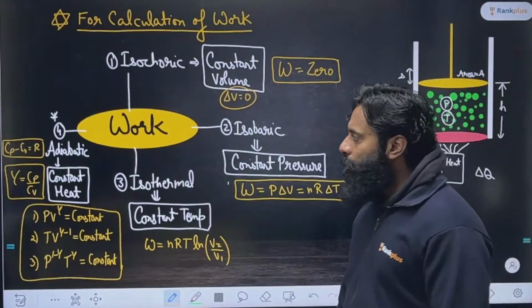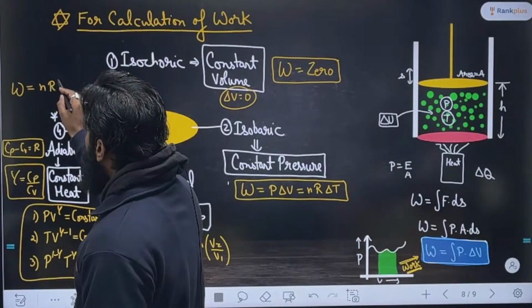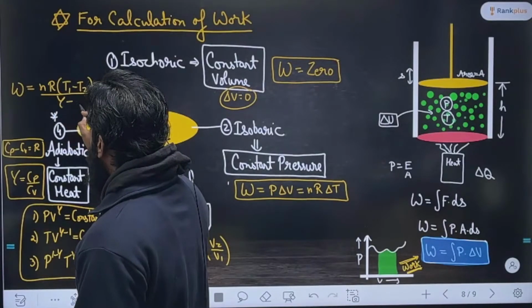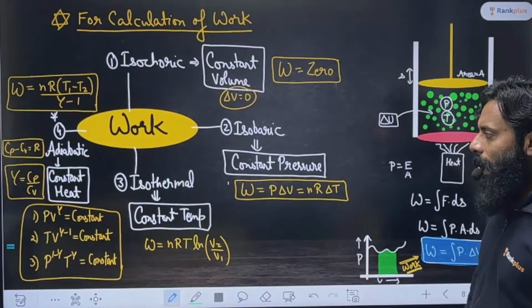Okay, and the work done due to the adiabatic is very, very simple: nR(T1 minus T2) divided by (gamma minus 1). So this is the formula for getting the work done in case of the adiabatic process.